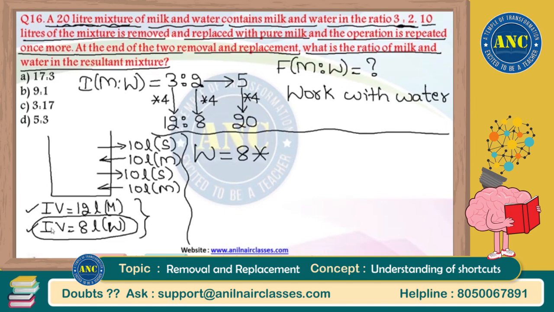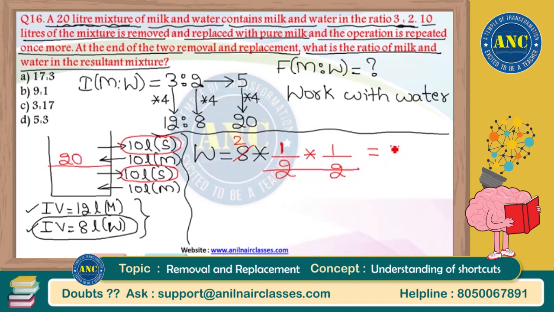Now out of the total 20 liters of solution, 10 liters is removed. 10 out of 20 is removed, 1 by 2 is removed. Remaining inside is again 1 by 2. Again I added 10 liters of milk. Total volume became once again 20. Another time it is repeated. Out of total 20 liters, 10 is removed, 1 by 2 is removed, remaining inside is also 1 by 2. That means 8 into 1 by 2 is 4, and 4 into 1 by 2 is 2.